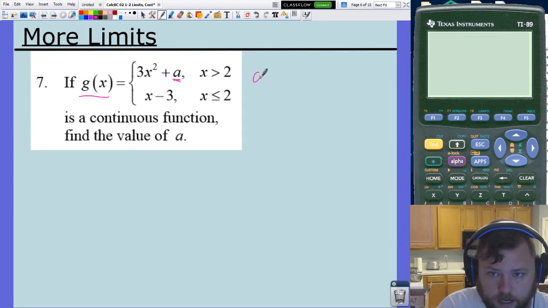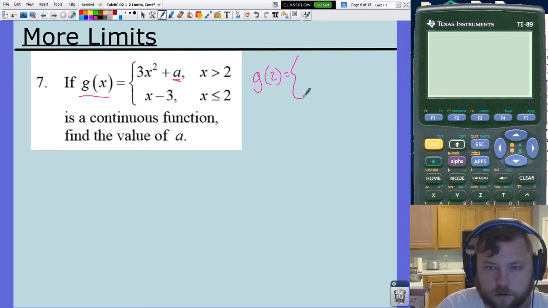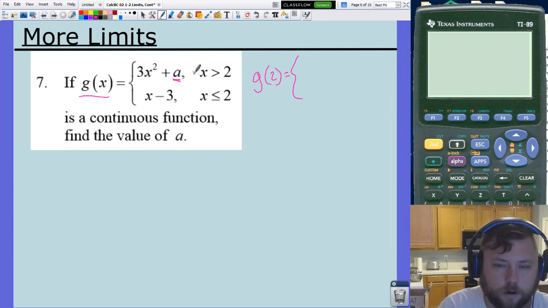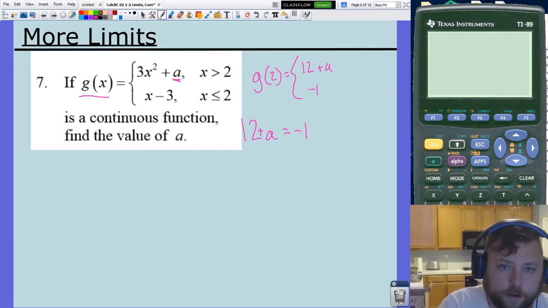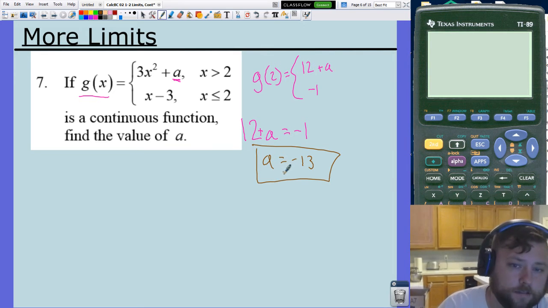So I can even write it like this. G of 2, I'm going to get fancy here, equals, when you plug in 2, you get 3 times 2 squared, so 2 squared is 4, so you get 12 plus a over 2 minus 3, which is going to be negative 1. Okay, I got to make them equal to each other. So it's 12 plus a equals negative 1. What value of a? Subtract 12, you're going to get a equals negative 13. So this is my answer. If you plug in negative 13, you are now continuous.